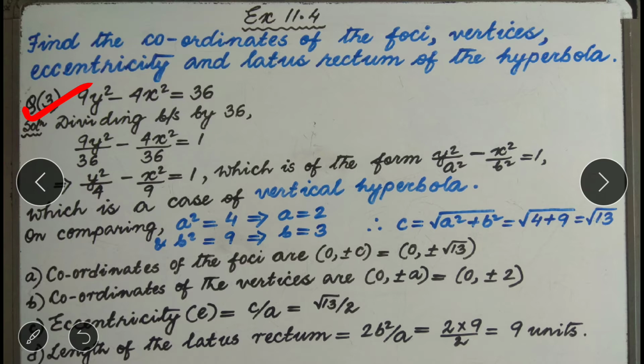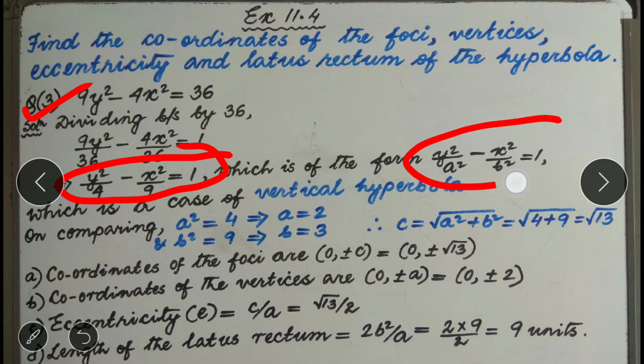First, we divide both sides by 36. We try to arrange it in the standard form. After arranging it in the standard form, we find that the equation has become y square by 4 minus x square by 9 equals to 1, which can be compared with the standard equation of a vertical hyperbola, y square by a square minus x square by b square equals to 1.